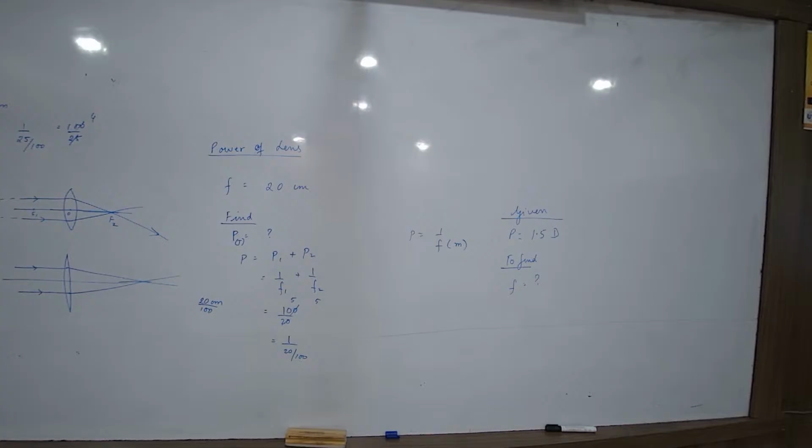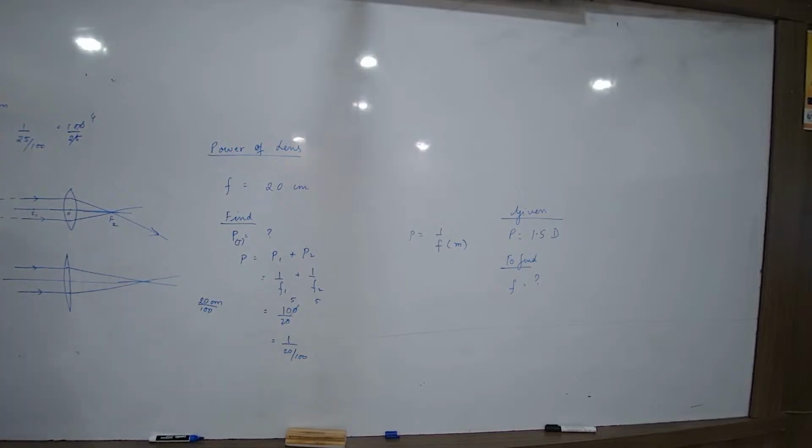Is that okay? Now, there's another one. These are all very simple, the same thing as what I've done. Calculate the power of a convex lens of focal length 40. Will you be able to do this? Come on, take down this.